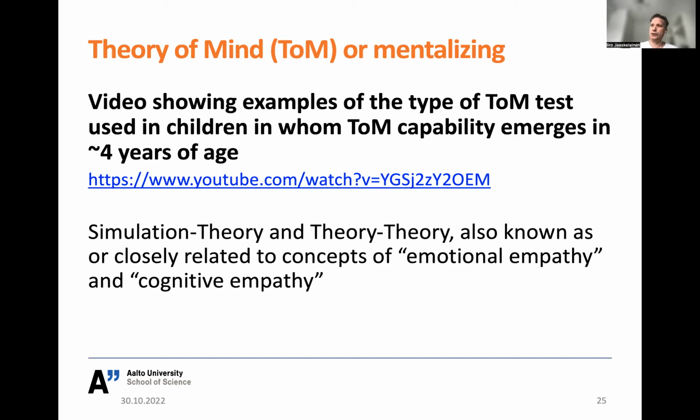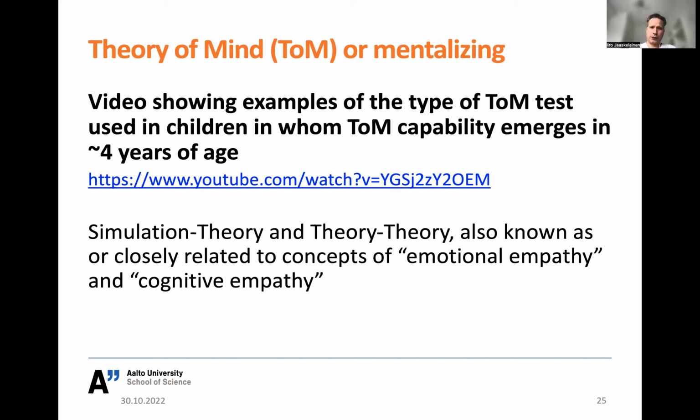Also, theory of mind is needed when detecting deception by others, and deceiving others, because in order to tell lies, one has to understand that the others don't know what one knows. Okay, so these are examples of the kind of theory of mind tasks that have been used.